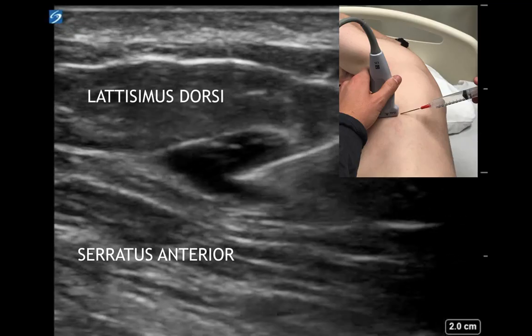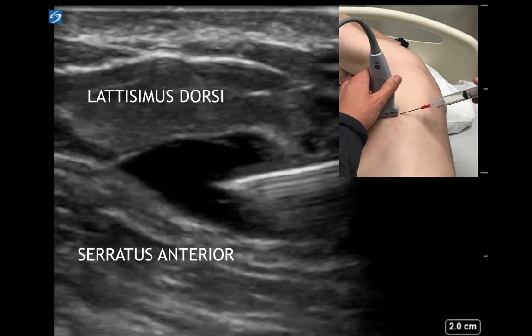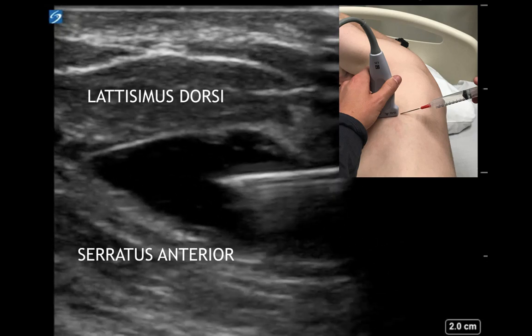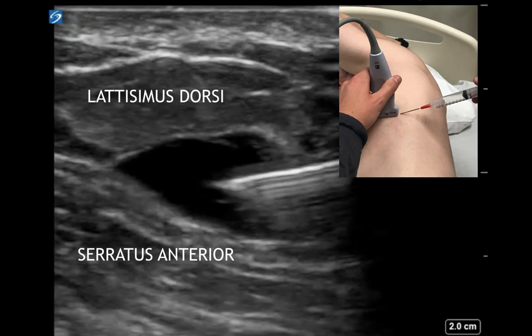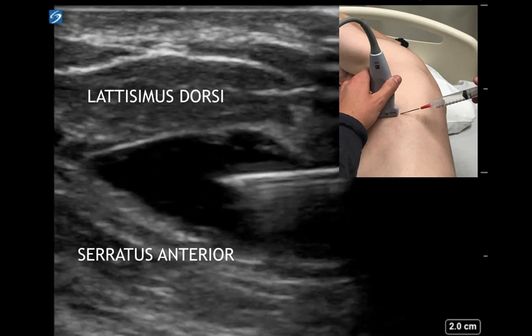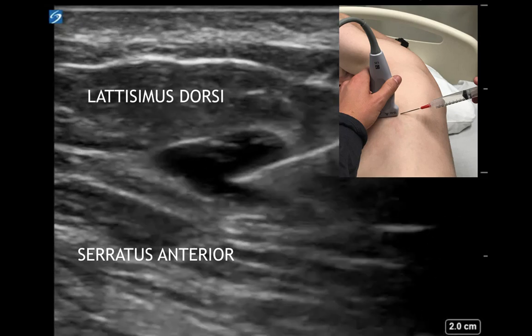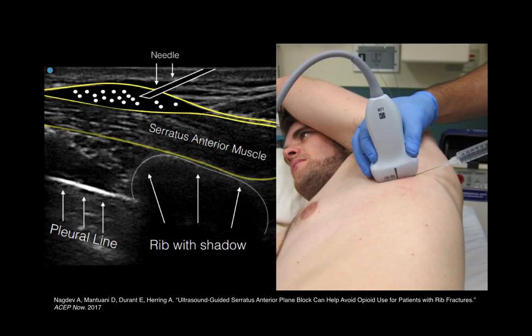So here's a video clip of anesthetic being injected in the correct fascial plane. So in this case, we can see the latissimus dorsi and the serratus anterior and see those muscle planes being divided. This is an image from the group at Highland.